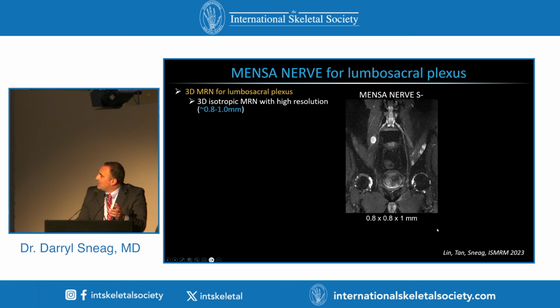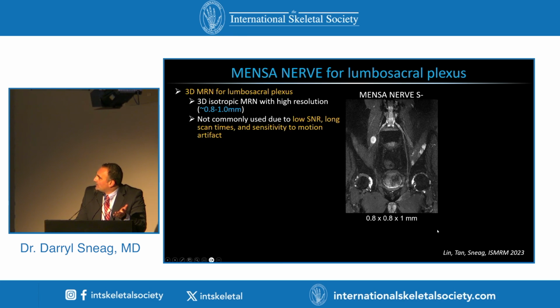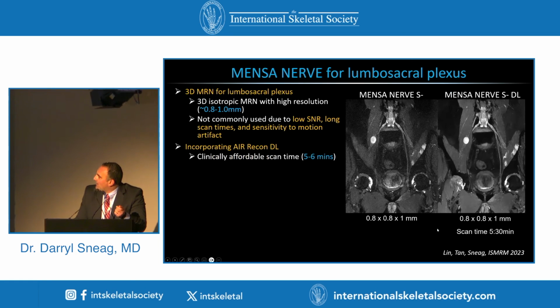So we've extended it to evaluate the lumbosacral plexus. I admittedly was a little wary at first, since this is a relatively motion-sensitive sequence and you do have abdominal wall motion and bowel motion, but I've been pleasantly surprised that it's held up and been robust for imaging the lumbosacral plexus. We typically acquire about 0.8 millimeter isotropic right now, and we incorporate AIR Recon DL.